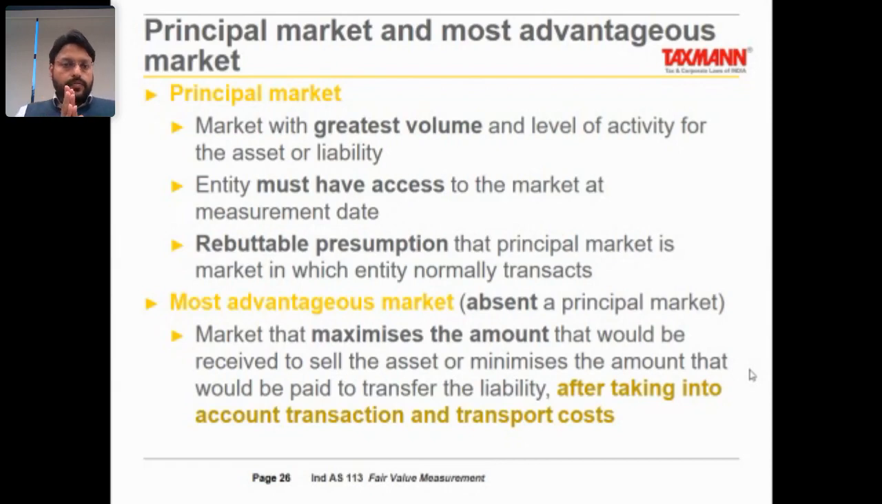However, if no principal market can be identified because the level of volume or activity in all the markets is almost similar, then the most advantageous market can be used and the fair value on the basis of the most advantageous market can be taken. So the point is clear, there is no free choice to use the fair value of any of the markets. Only if a principal market does not exist can I go on to use the most advantageous market's fair value.